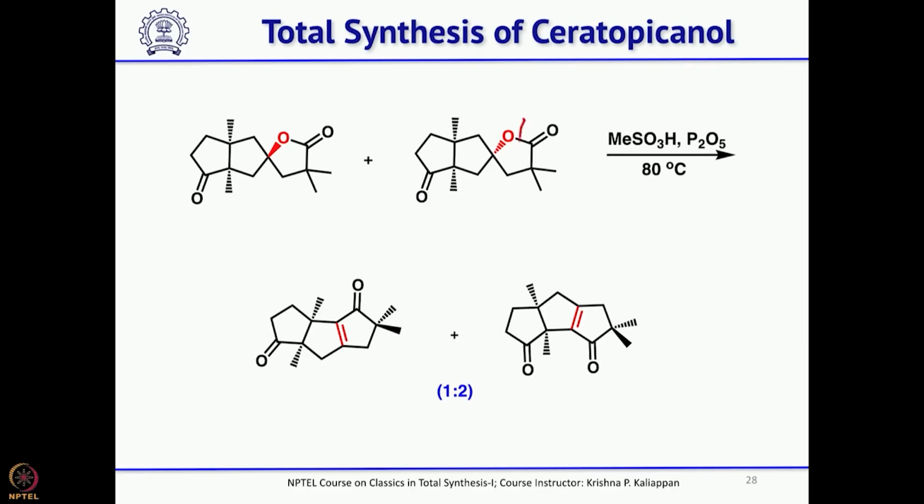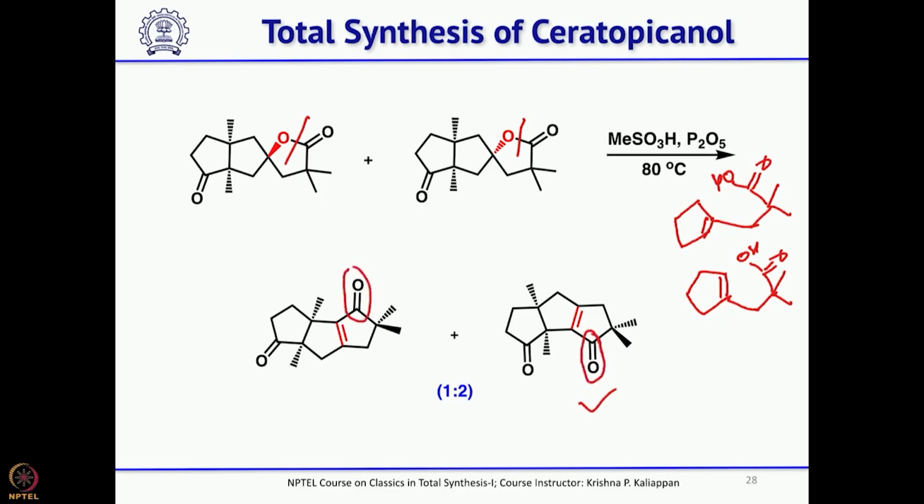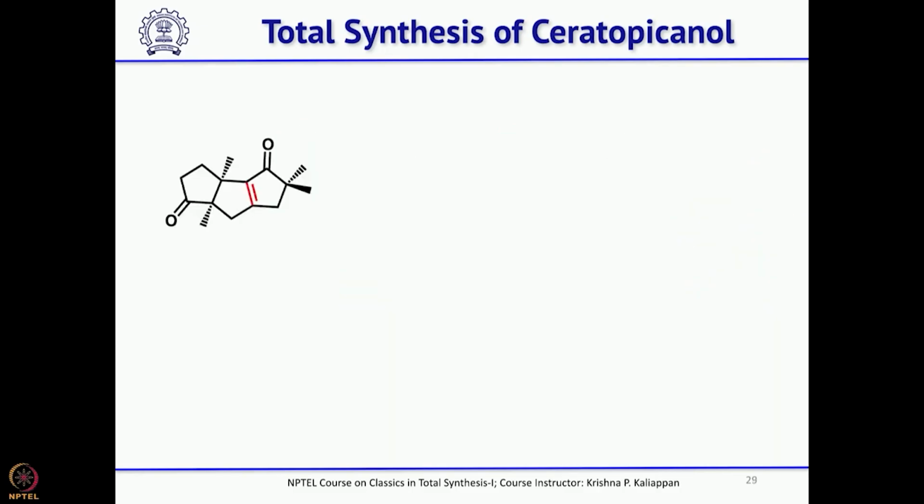So, what will happen? It will hydrolyze and you will get a corresponding acid; you can see either this double bond or the other will undergo intramolecular Friedel-Crafts like cyclization to give these 2 triquinanes. Okay. You can see the only difference is the location of the carbonyl group. Okay. Take the required one, reduce with sodium borohydride in methanol.